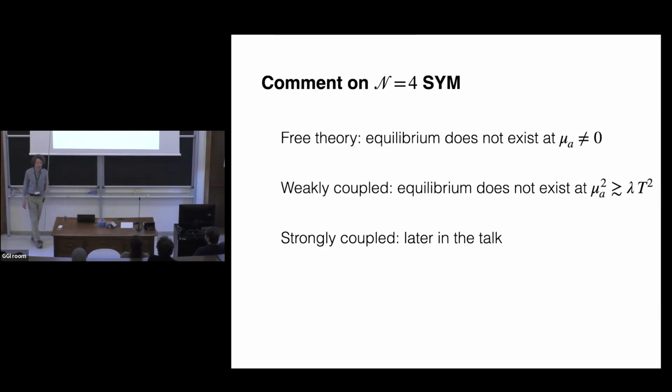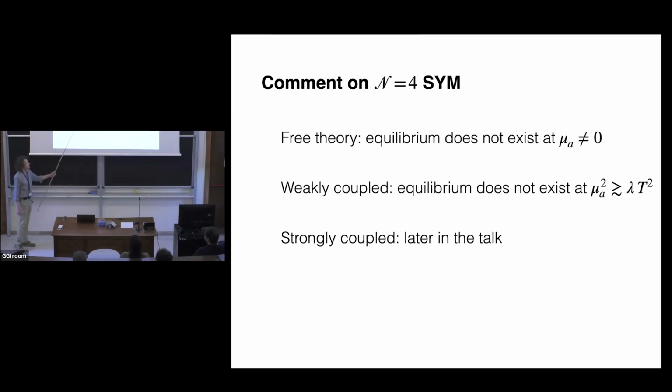The reason is that the theory contains scalar fields, and the scalar fields also carry charges under this symmetry, and these scalar fields have flat directions, so the potential is flat in some directions. When you introduce a chemical potential, it is like a negative mass for the scalar field, and because it's a free theory with flat directions, this quote-unquote negative mass will curve the potential downwards, and there is going to be no ground state. So a free N=4 super Yang-Mills does not exist at non-zero chemical potential. There is no equilibrium state.